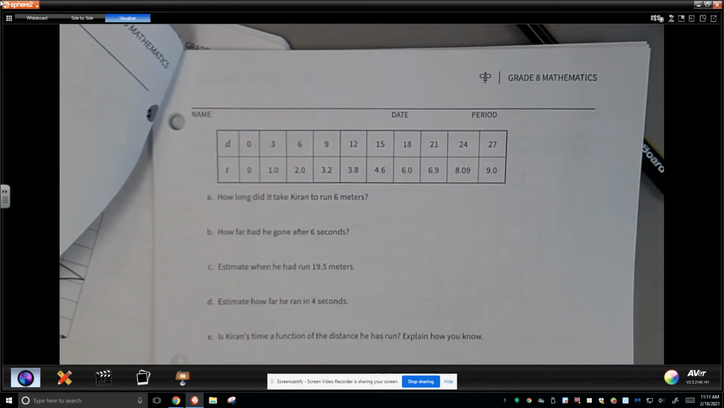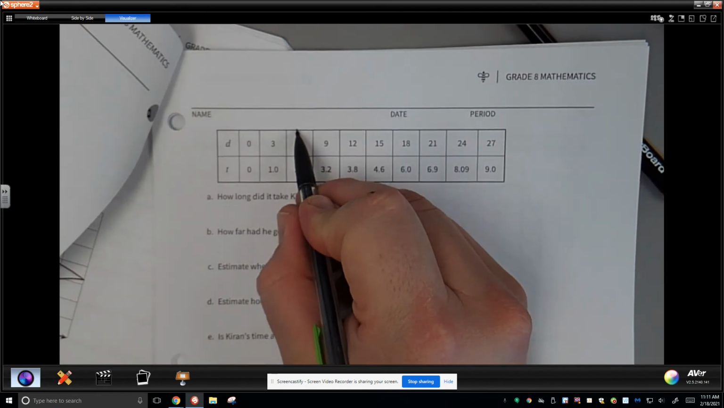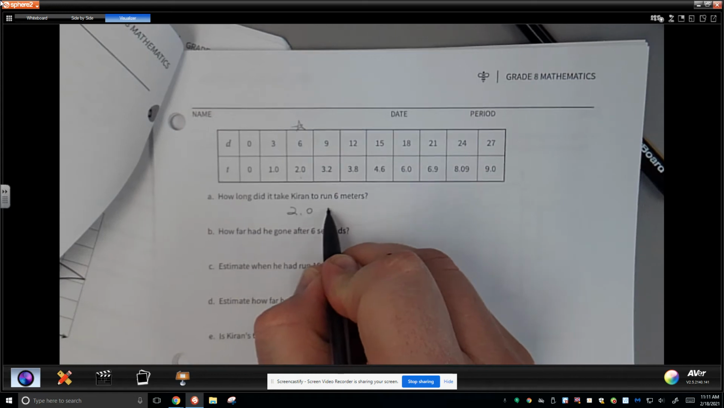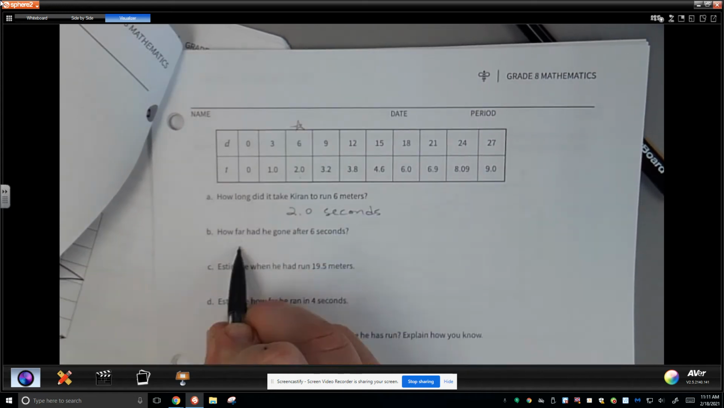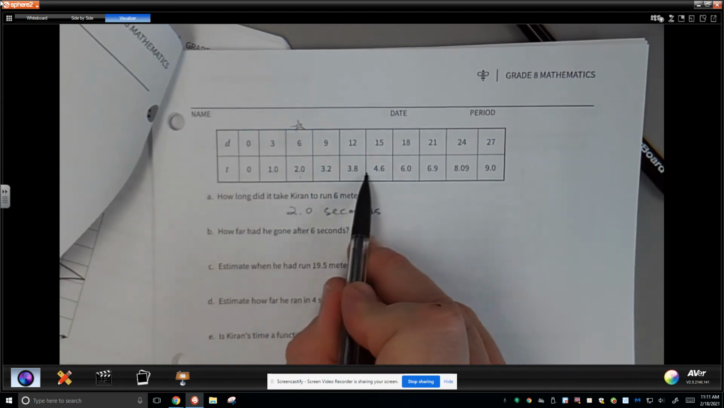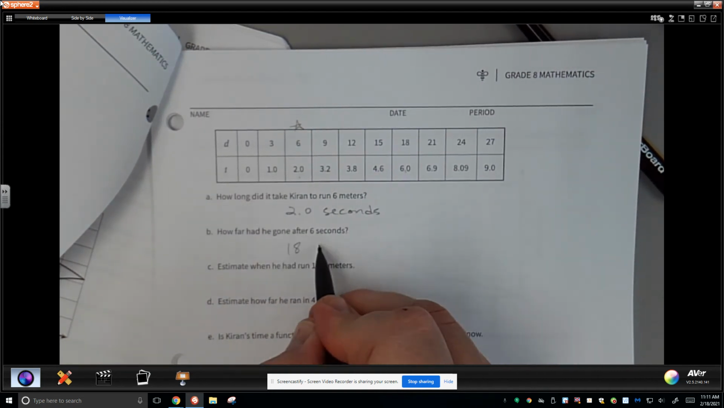So how long did it take Kieran to run 6 meters? We just look for 6 meters on the table. A distance of 6 took him 2 seconds. How far had he gone after 6 seconds? So I want to look at my time, and I find 6 seconds, and we find out he went 18 meters.